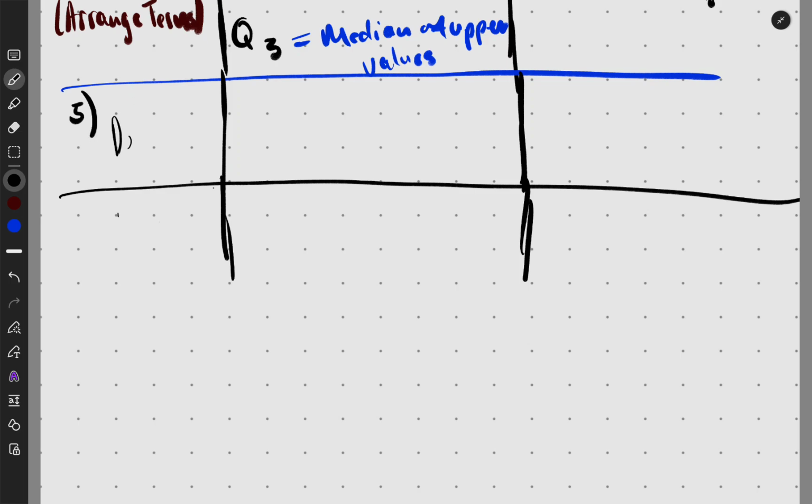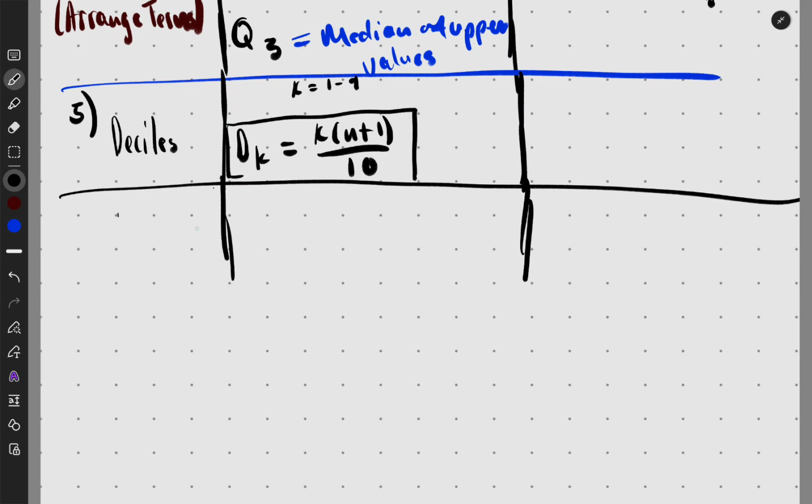This is going to be the deciles. For you to find whatever decile, we say Dk, where k is 1 to 9. It can be the first decile, the second, or up to the 9th. This is just going to be equal to k multiplied by n plus 1, all over 10. This gives us the decile.